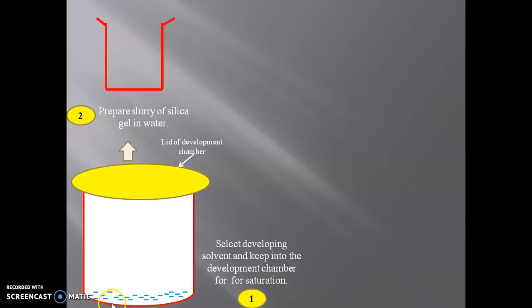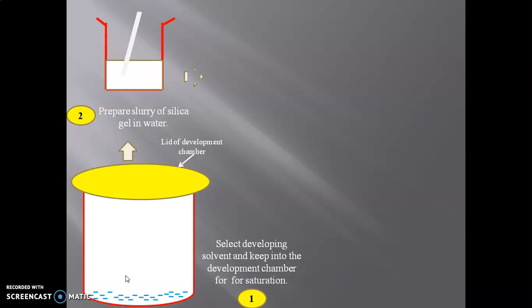Precautions to take during the preparation of the slurry: you have to take the correct proportion of the silica gel and the solvent or the water. The slurry should not be too thick or too thin. So you have to maintain a medium consistency here.